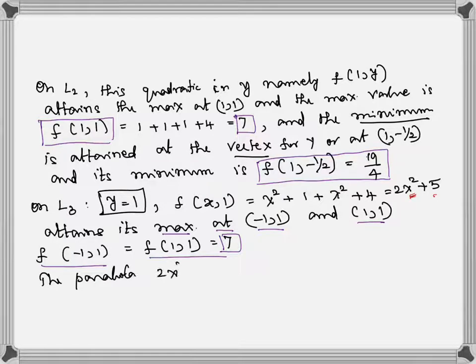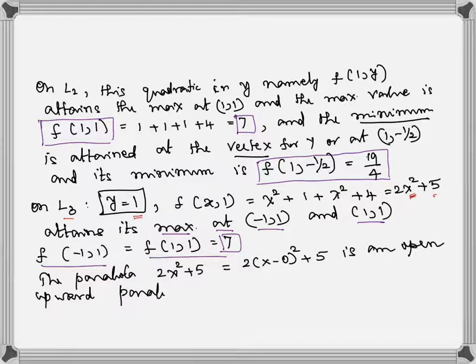The parabola 2x squared plus 5 equals 2 times (x minus 0) squared plus 5. So it's an open upward parabola. The vertex corresponds to x equal to 0. That's where the minimum is attained. Y doesn't change on L3. It is still 1. So the minimum is attained at (0, 1) on that line.